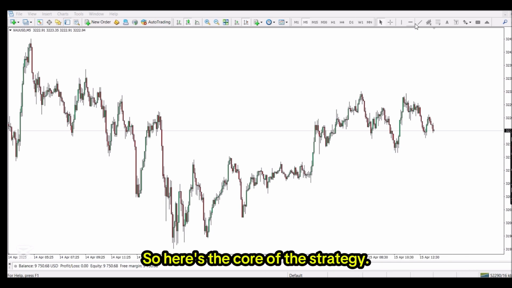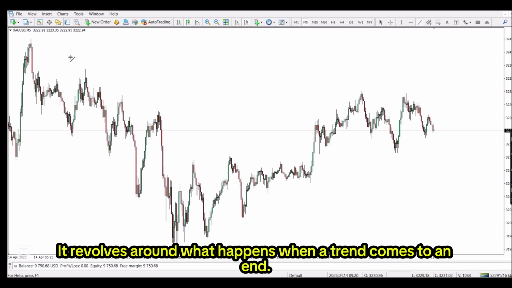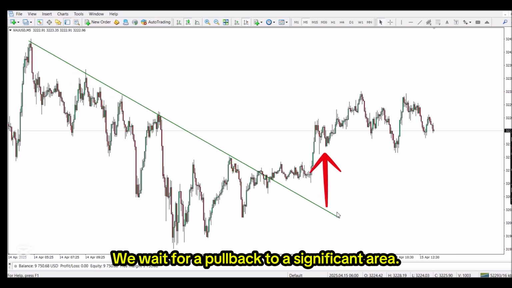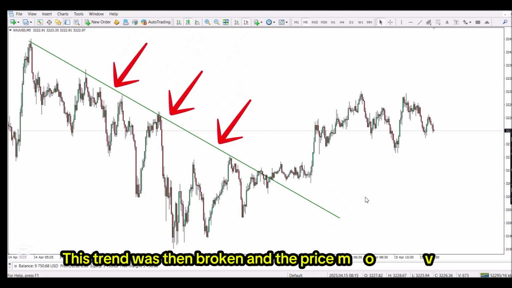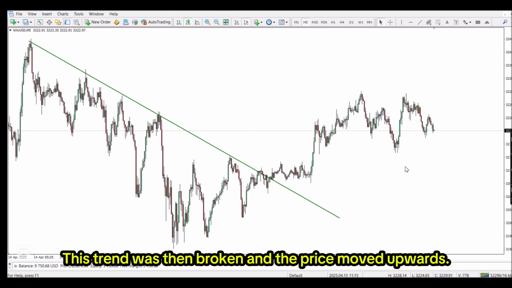So here's the core of the strategy. It revolves around what happens when a trend comes to an end. We wait for a pullback to a significant area. As you can see on the chart, we had a clear downward trend here. This trend was then broken and the price moved upwards.